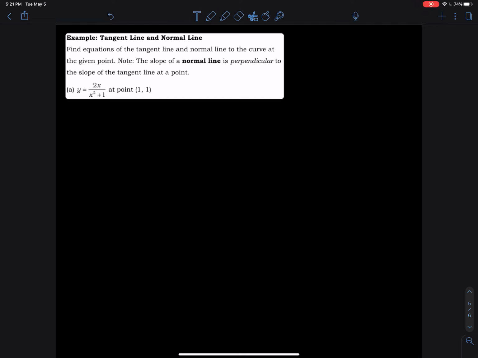In this problem, I have a function. I want you to find the tangent line. Every time you see the tangent line, that means we need the slope at a point. To find the slope, you need to take the first derivative. And then the normal line is perpendicular to the tangent line. So basically, you know the slope of the tangent line, and then you take the negative reciprocal to find the slope of the normal line.